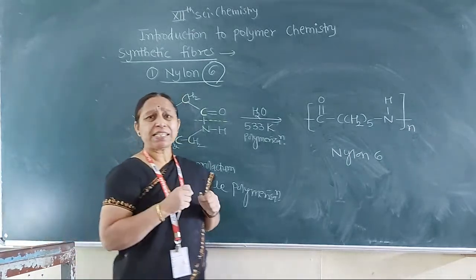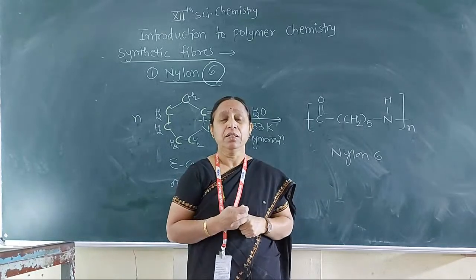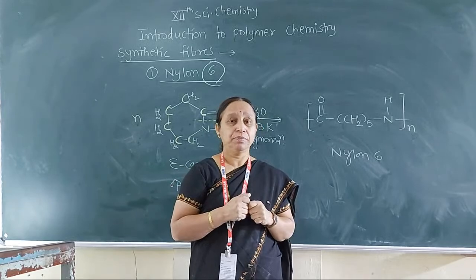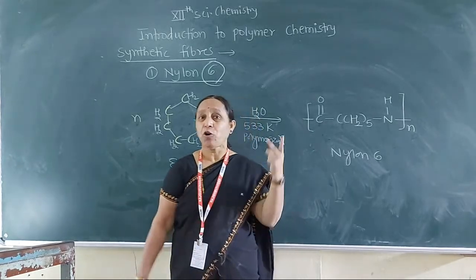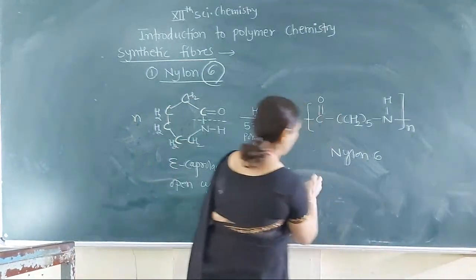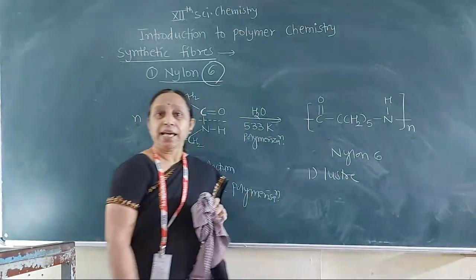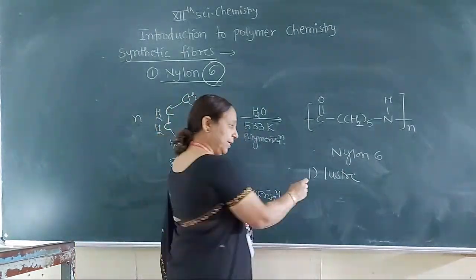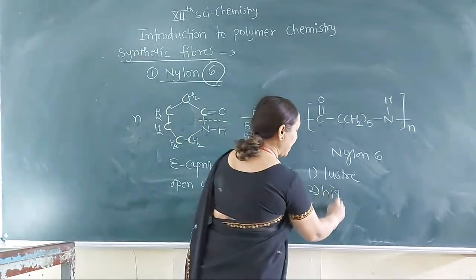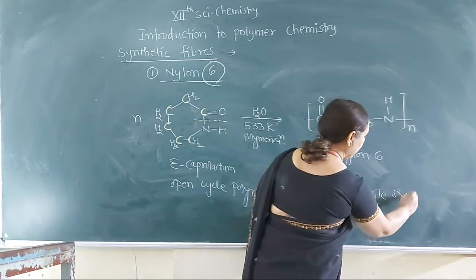This nylon 6 is a lustrous fiber. It has luster and it has high tensile strength. Remember these two properties of this fiber. It is a lustrous fiber, it has luster and it has high tensile strength.